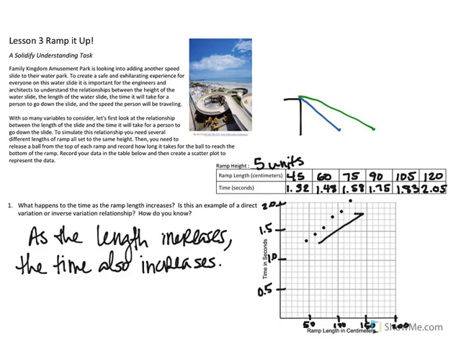Notice that this is a pretty linear path. It's not perfect because there is room for human error in the calculations, but what we know is that this is going to be a direct variation. And that is because the length increasing directly determines that we have more time since our height has not changed.